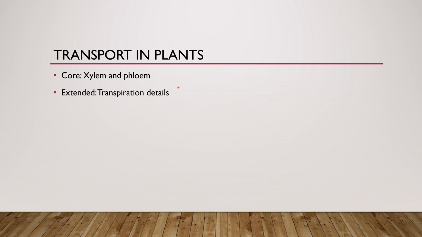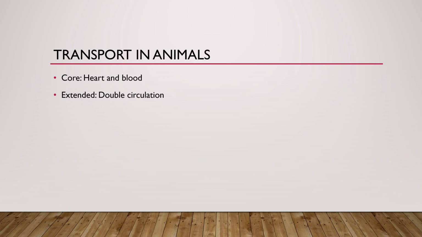Types: briefly, stomatal transpiration, through stomata, most common. Cuticular transpiration, through leaf surface. Lenticular transpiration, through lenticels, in woody plants. 1. Core: xylem and phloem. 2. Extended: transpiration details. Transport in plants.